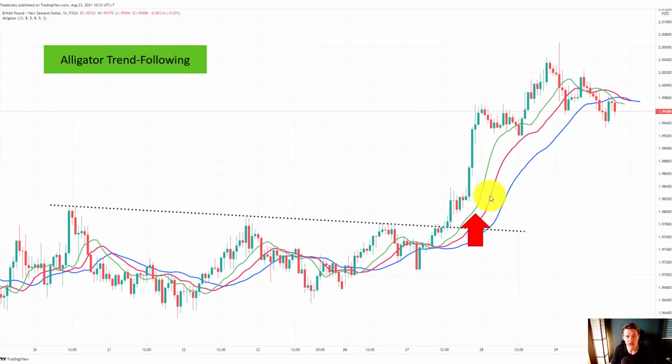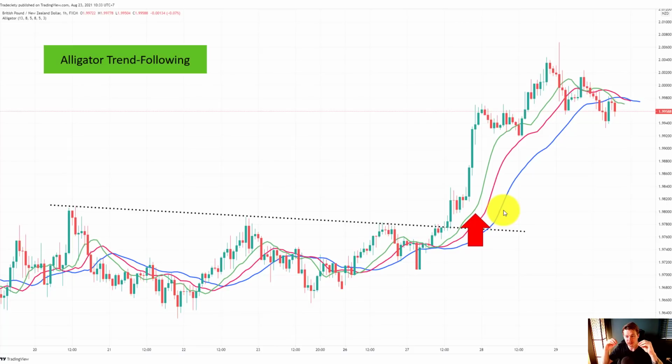And basically what you have is a 3 moving average trend following system, and I think it's the 13, 8, and 5 period moving average. You can see we have a green, red, and blue line. The idea is that those 3 moving averages represent the mouth of an alligator. What you want to do is wait for the mouth of the alligator to open. Obviously this means the 3 moving averages are separating, and this means that the momentum is accelerating.